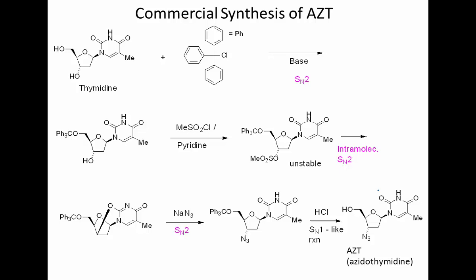Okay, so in our first step, we're going to take this compound, triphenylmethyl chloride, and this compound, and a base, and what's going to happen here is this alcohol is a little less hindered than this one, so this one's going to make the alkoxide, and that's going to do the displacement there.